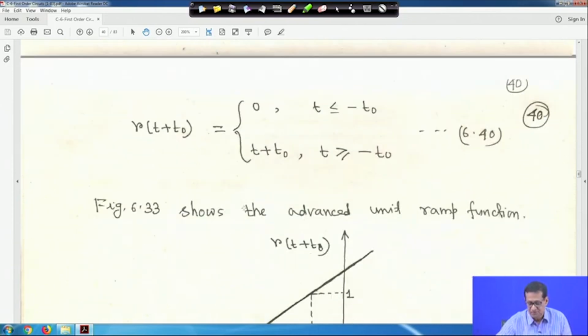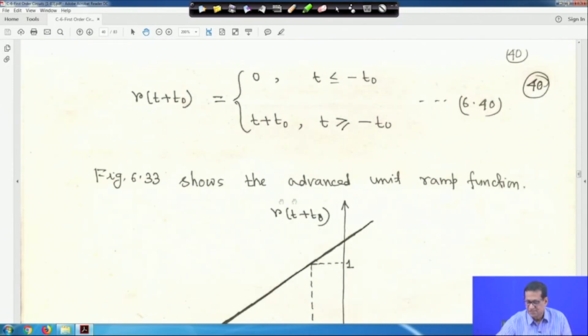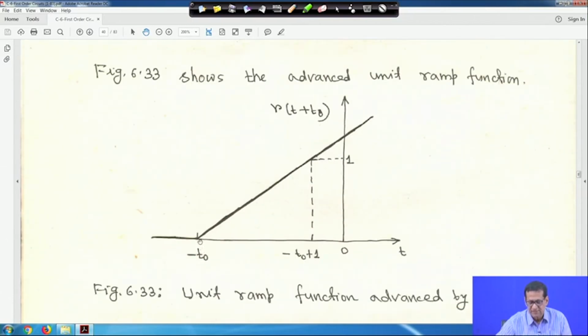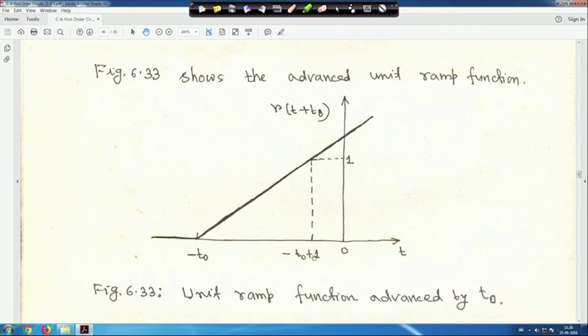If you plot it, it shows the advanced unit ramp function. So r(t plus t0) starts at t equal to minus t0, and this point is minus t0 plus 1. The distance here is 1 in terms of length, and this height is also 1. So the slope is also 1. This is the advanced unit ramp function.